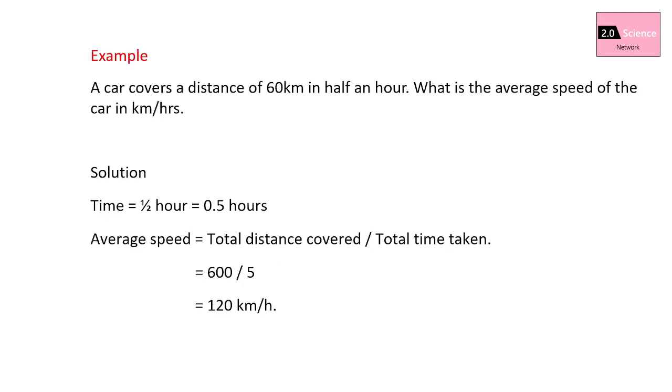Here is an example. Calculate the average velocity. A car covers a distance of 60 kilometers in half an hour. What is the average speed of the car in kilometers per hour? Solution. Time equals half an hour equals 0.5 hours. Average speed equals total distance covered divided by total time taken. 60 divided by 0.5 equals 120 kilometers per hour.